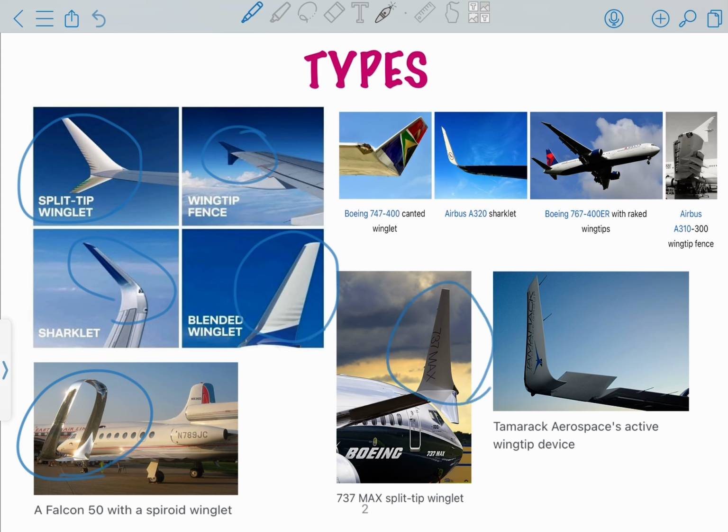This is the 737 Max. This is a split type winglet. Split type as in like this, which is there in the 737 Max Boeing. And this is a Tamarack Aerospace active winglet device. I mean, this is the future, as you can say.